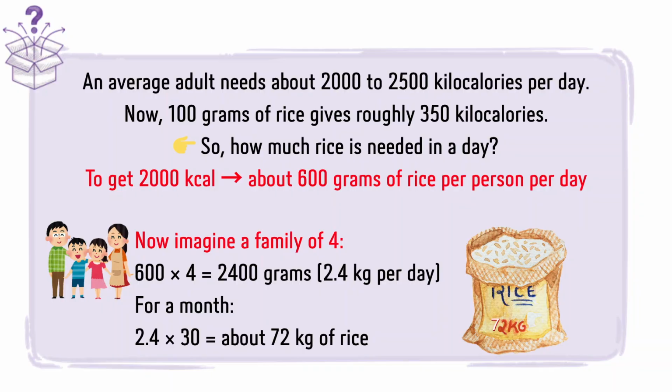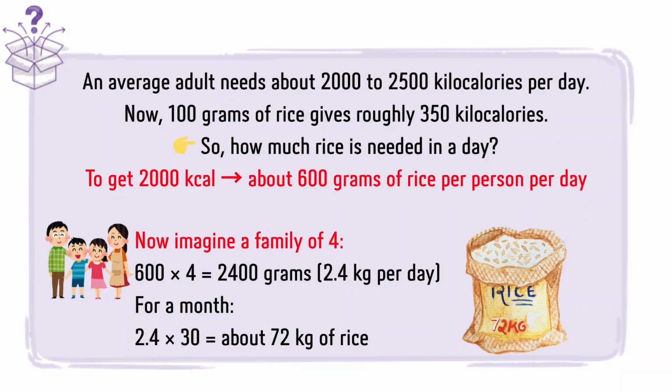An average adult needs about 2000 to 2500 kilocalories of energy each day. Now let us take an average adult needs about 2000 kilocalories of energy every day. Now 100 grams of rice provides roughly 350 kilocalories. So to get 2000 kilocalories, one person would need about 600 grams of rice per day.